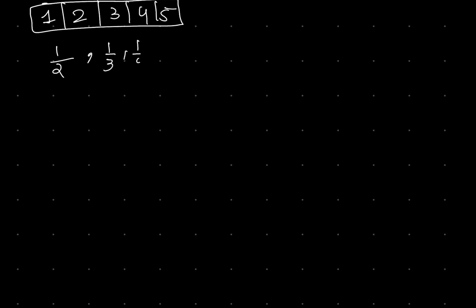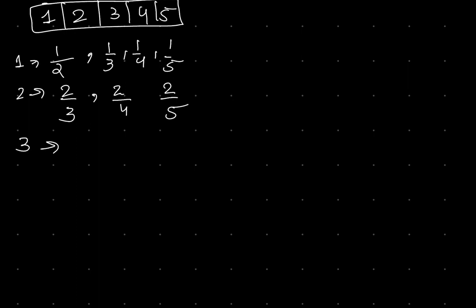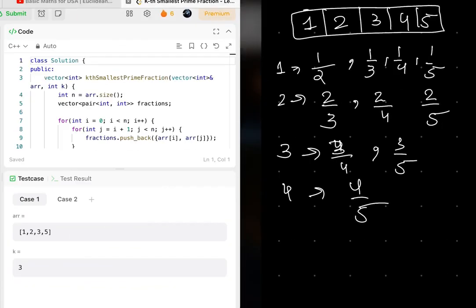So what you have to do now, let's say if the array is given 1 2 3 4 and 5, how many fractions are there? For 1 the fractions are 1 by 2, then 1 by 3, 1 by 4, 1 by 5. For 2 the fractions are 2 by 3, 2 by 4, and 2 by 5. For 3, the fractions are 3 by 4 and 3 by 5. And for 4, the fractions are 4 by 5. So we have these many fractions.